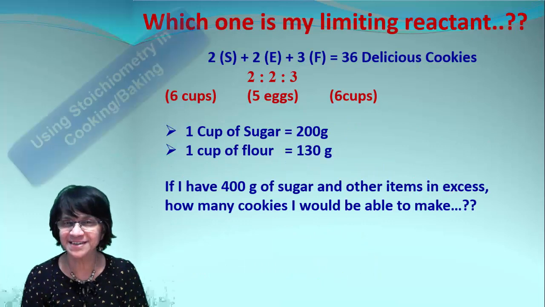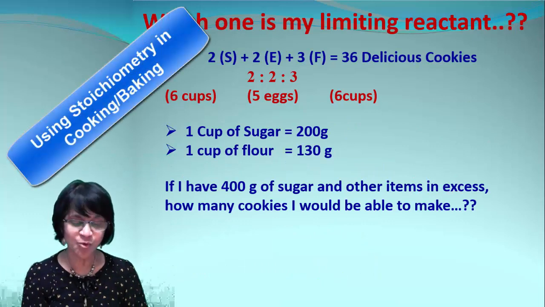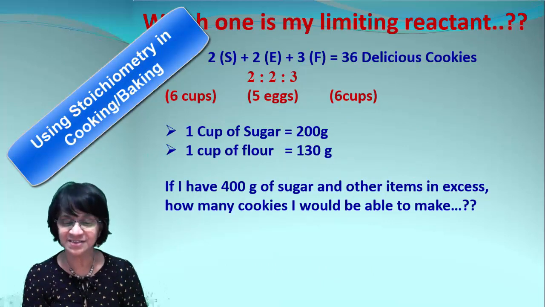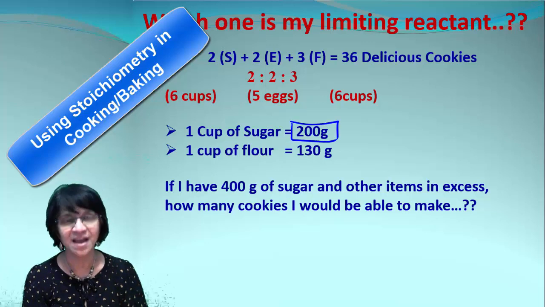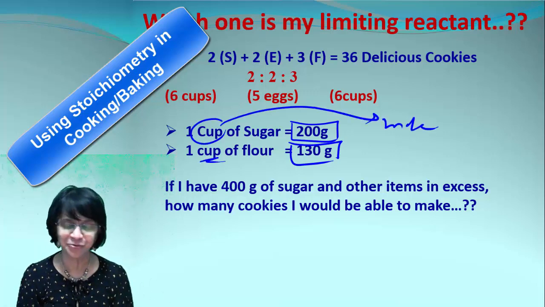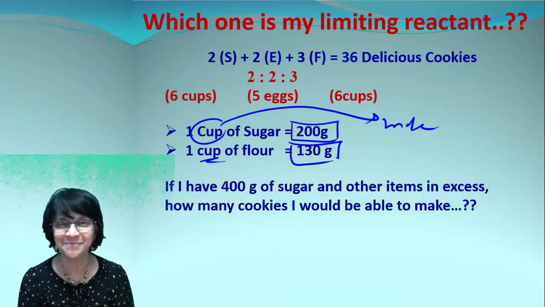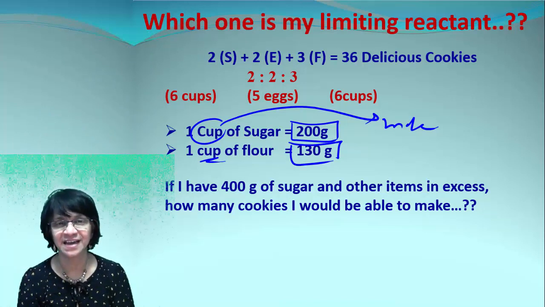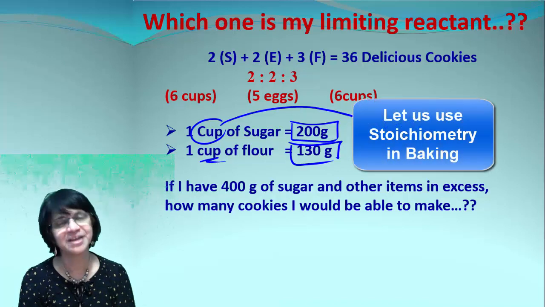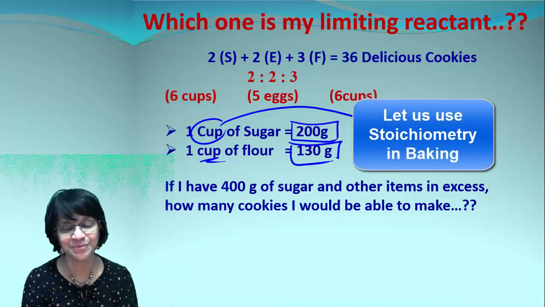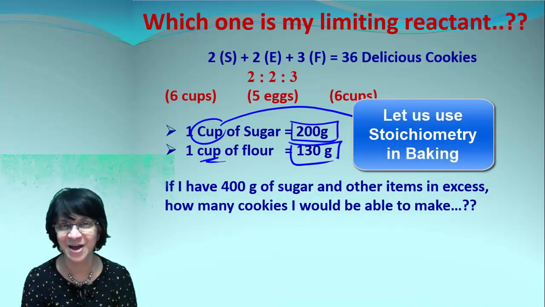Here is a brain teaser for you guys. My 1 cup of sugar is equal to 200 grams and 1 cup of flour is equal to 130 grams. So what if suddenly I cannot find my measuring cups, but I do have a balance to take the mass? Can I proceed? Of course, because I know the ratio by the masses now.